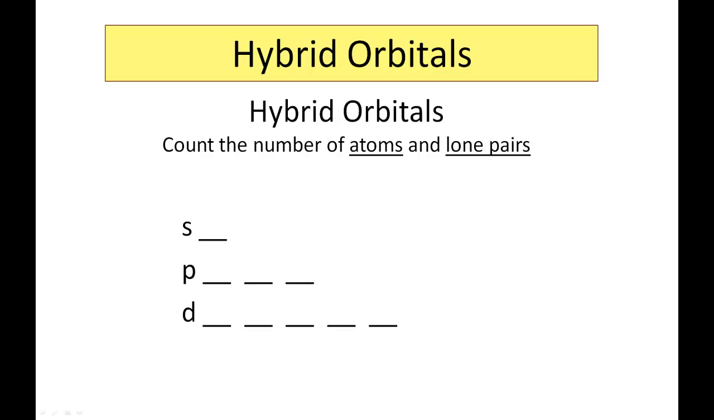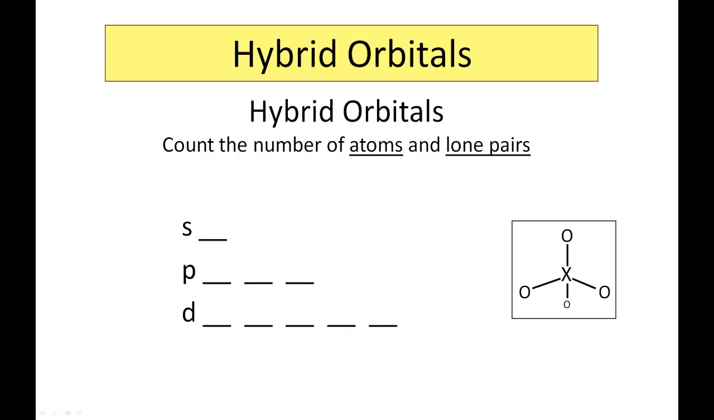Remember that we had three different sublevels, s, p, d, and there's also an f, but we're not going to go that far in detail. In the s sublevel, we had one orbital, the p we had 3, and the d we had 5. The way we're going to determine the type of hybrid orbital in the central atom is to count the number of atoms and lone pairs coming off of that particular atom.